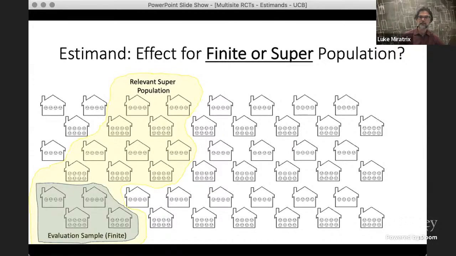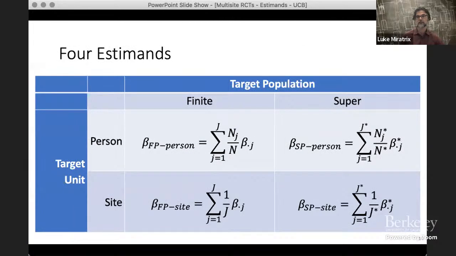But in this particular instance, the reason we think it's relevant to make this distinction is when you look at various ways of estimating and calculating standard errors, it's often very unclear and sometimes hard to figure out whether you are estimating an average impact for the finite sample or for the superpopulation when you use the standard tools that people use for estimating impacts for a multi-site trial. So this gives us 4 estimands. You can be estimating a person average or a site average estimand, and you can be looking at a finite or superpopulation framework.